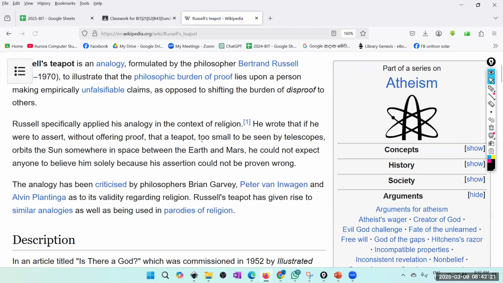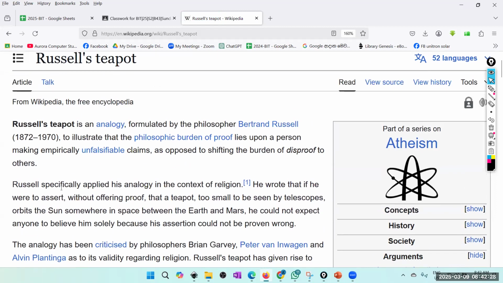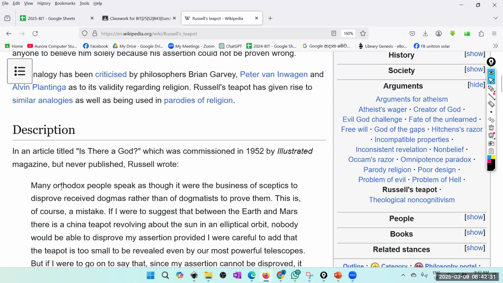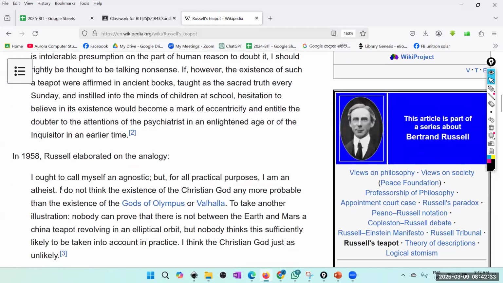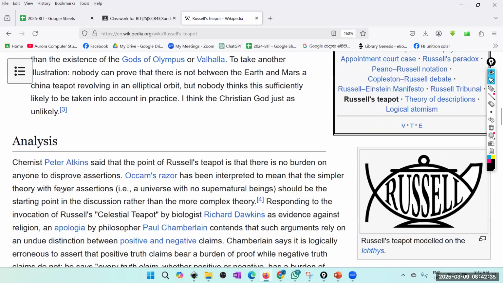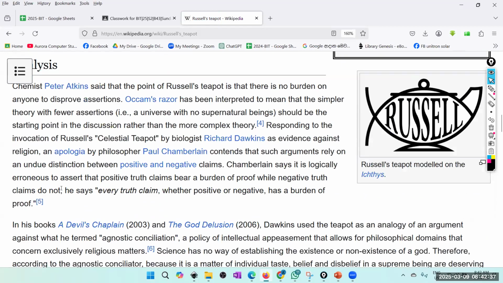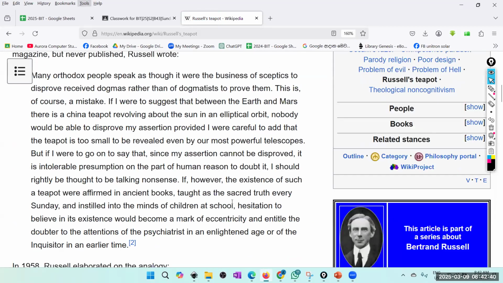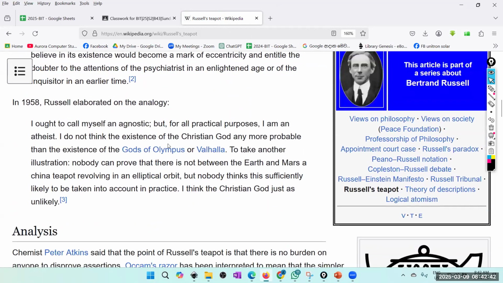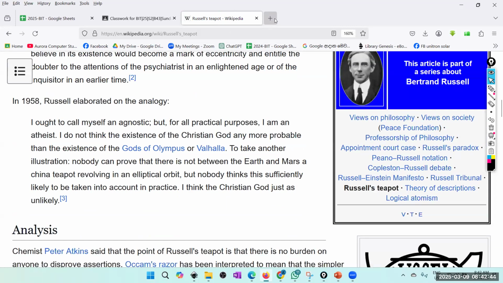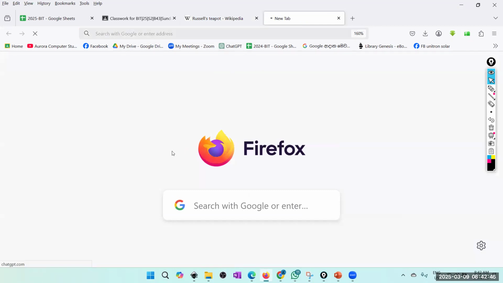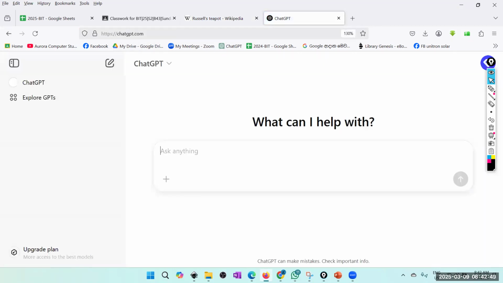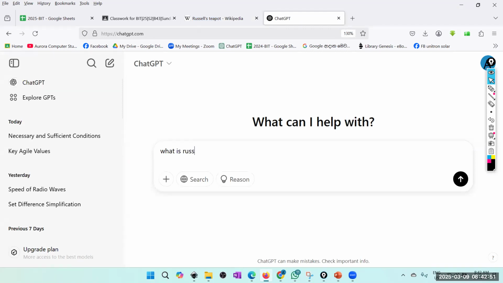So what is Russell's teapot? It's all about atheism, right? He's someone who doesn't believe in any religions. He's a critical thinker. Okay, so what does it say? This is a long description. Right, so let's ask ChatGPT or something to make it simple and short. Say, what is Russell's paradox or teapot?